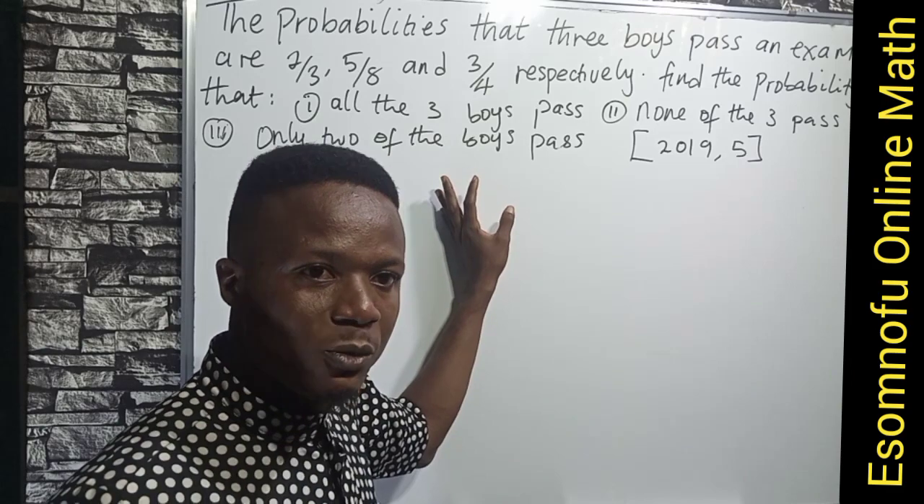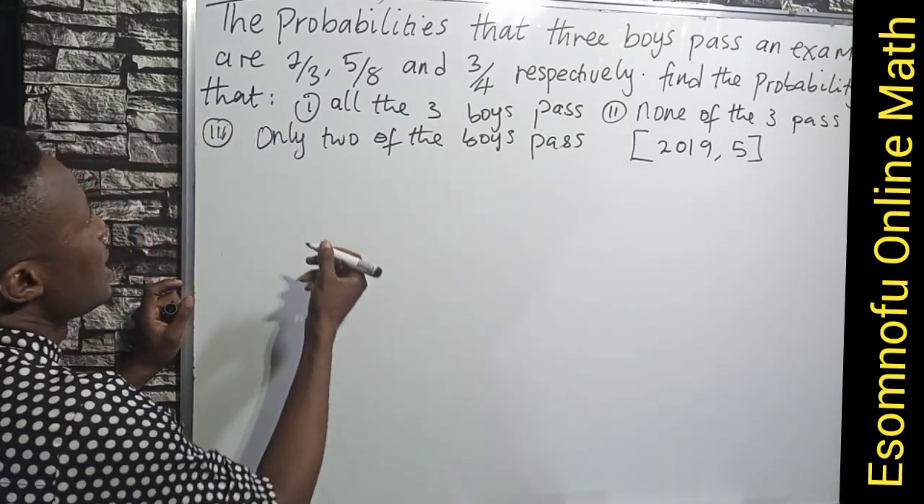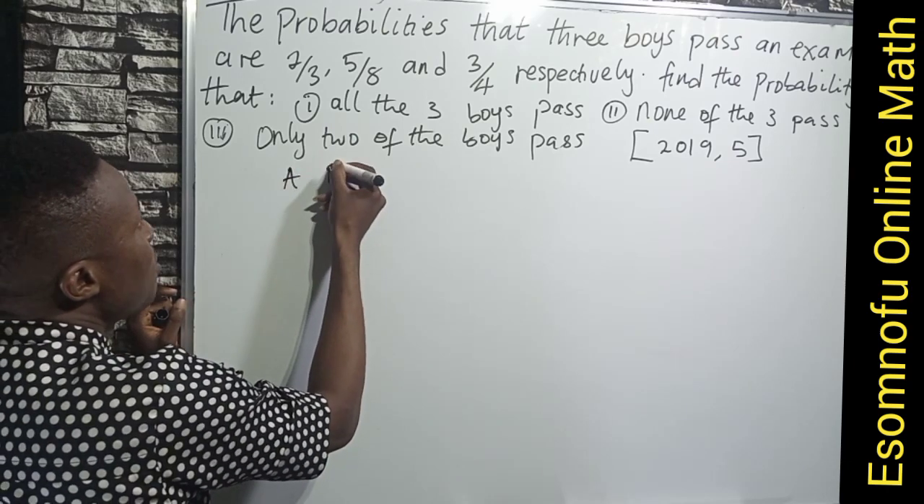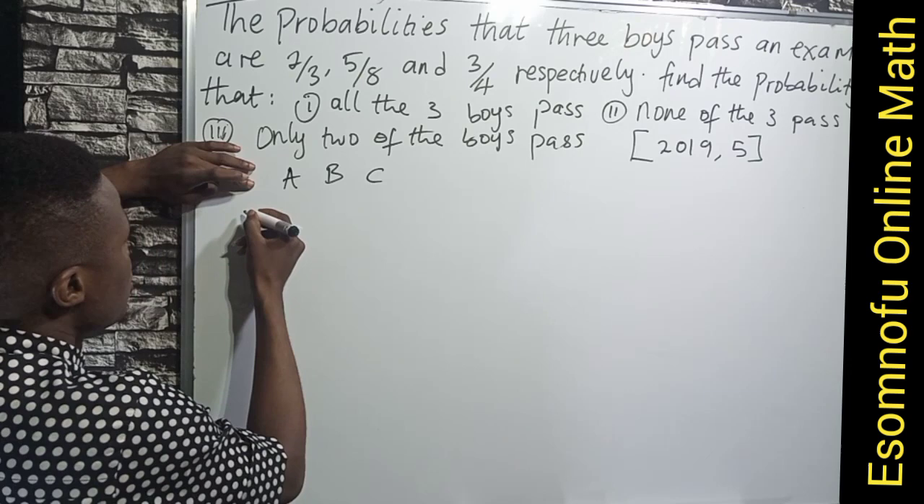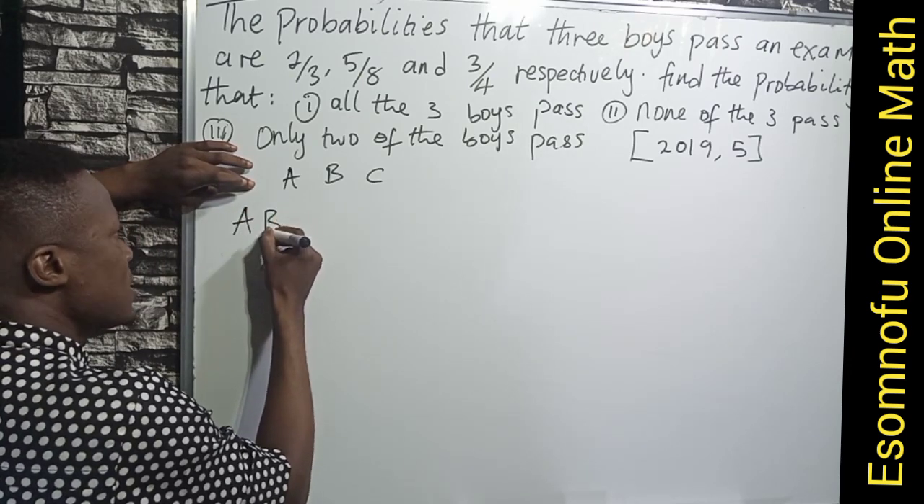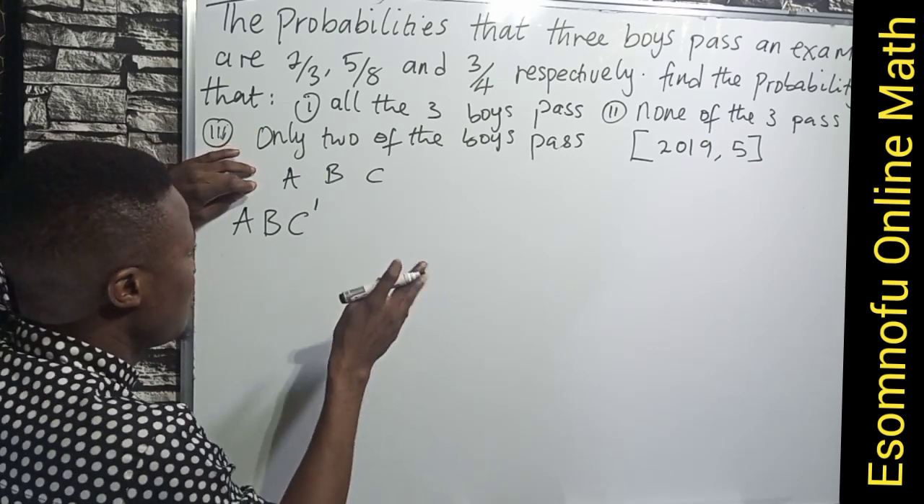The third person will fail. You continue doing that. Look at how you're going to do it. Now let the first person be A, and the second person be B, and the third person be C. So set it in such a situation that A and B will pass, while C will fail. I'm using this prime to indicate that C has failed.